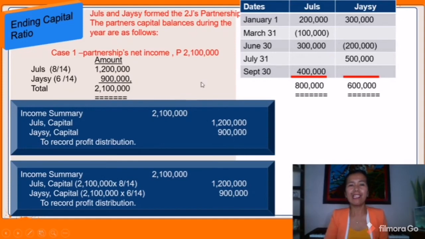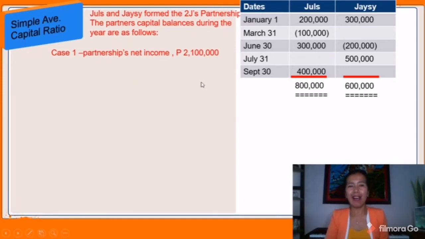Now let's proceed to the next method, the simple average capital ratio. All we have to do is sum the beginning capital balance and the ending capital balance, divided by 2, to get the simple average capital balance of the partner. And for GC, that is 300 plus 600 divided by 2. So this is how we do it.